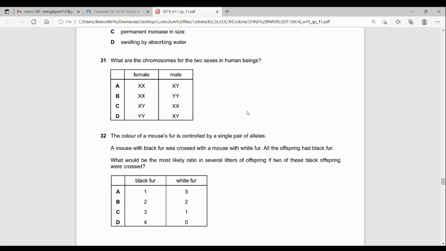32. The color of a mouse's fur is controlled by a single pair of alleles. A mouse with black fur was crossed with a mouse with white fur. All the offspring had black fur. What would be the most likely ratio in terms of the color of offspring if two of these black offspring were crossed? I just need to do this one and show it to you.